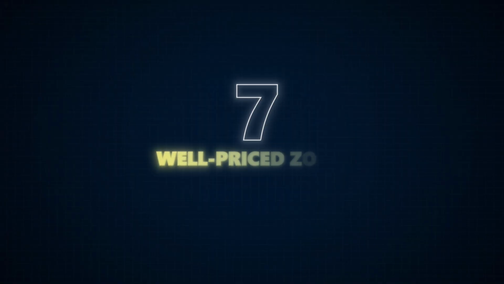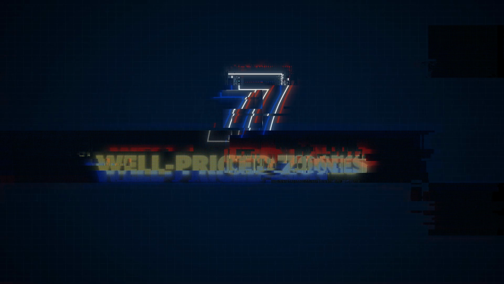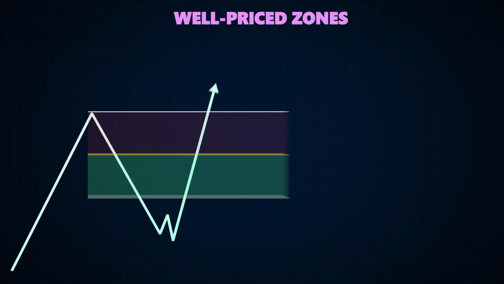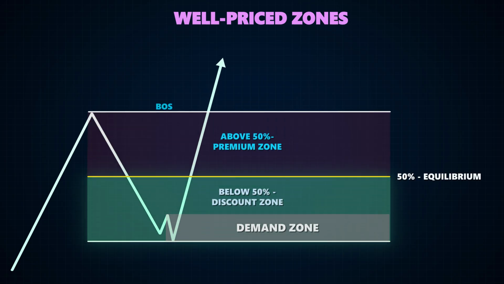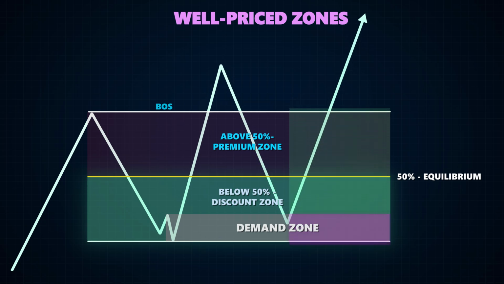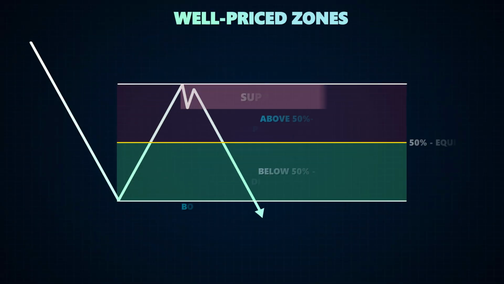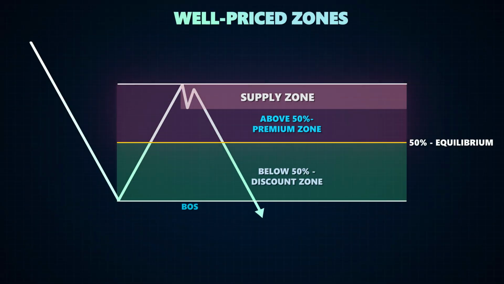Let's talk about rule number 7, well-priced zones. This is all about entering trades at the best possible levels. For demand zones, you want to buy in the bottom 50% of the overall range. That's where price is considered discounted, and where institutions are more likely to step in. For supply zones, you're looking to sell in the top 50%, where price is expensive and sellers are active.